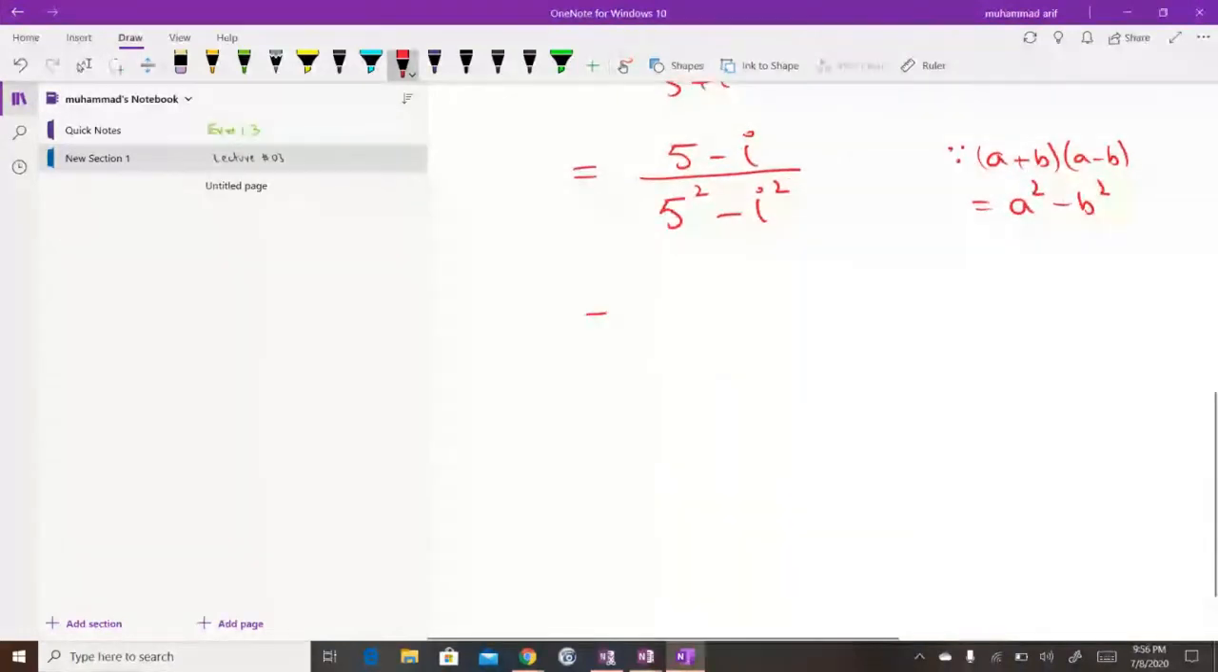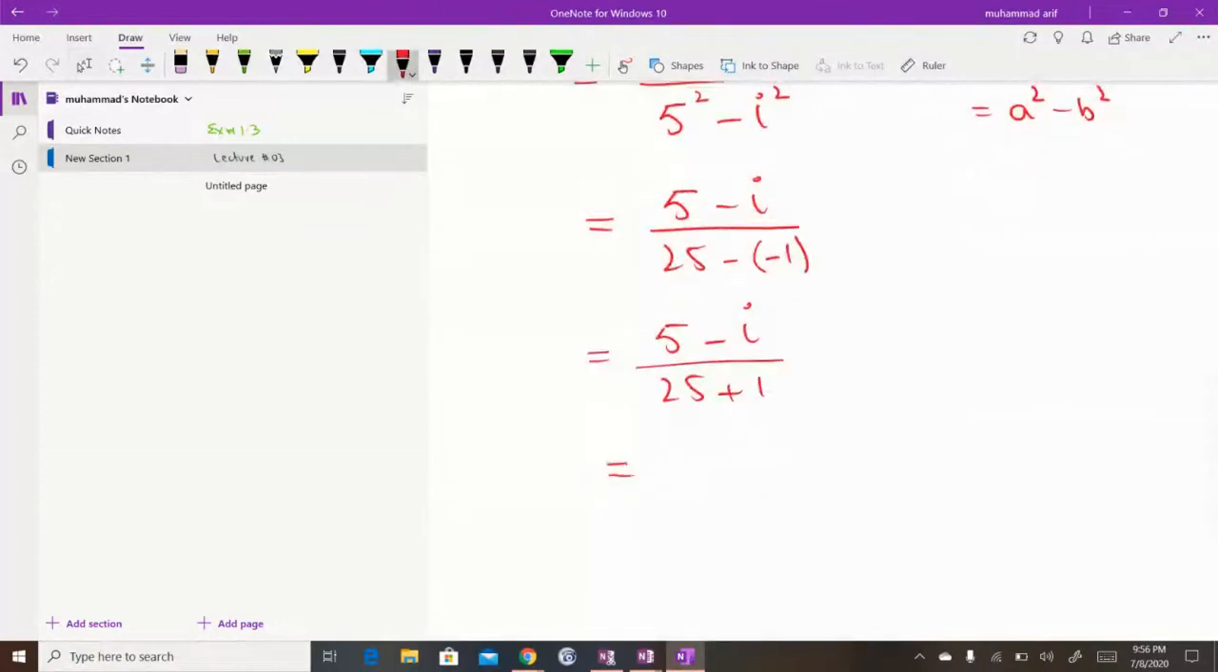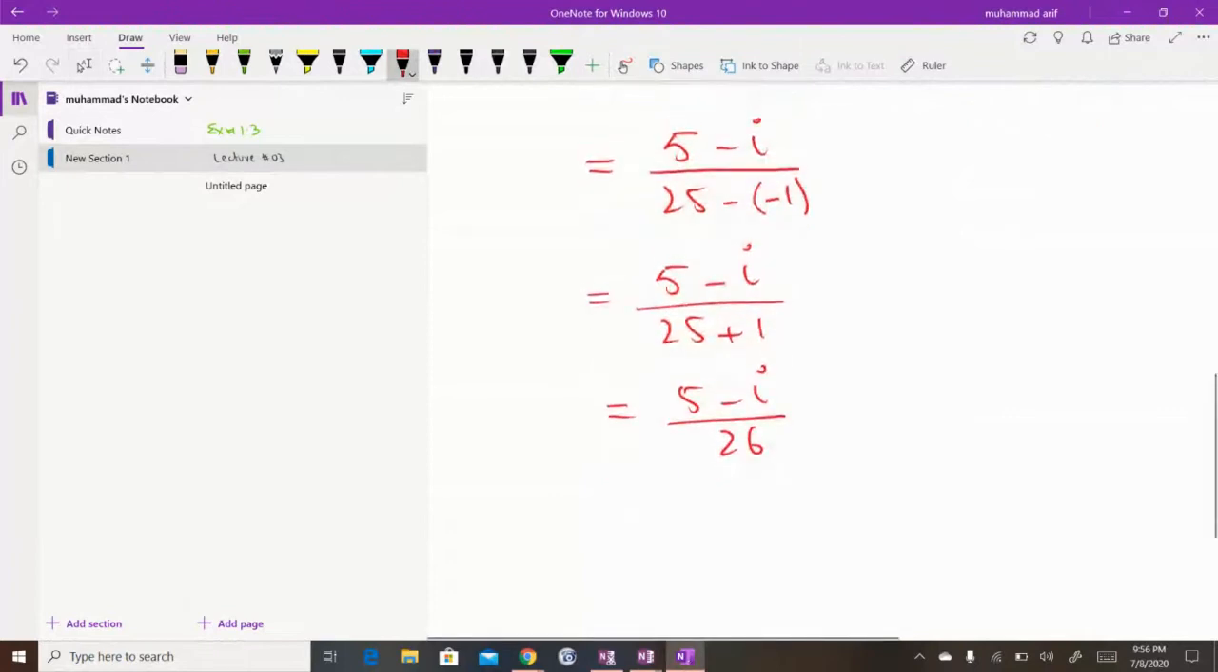After more simplification, we get 5 minus iota over 25 minus iota square. What is the value of iota square? The value of iota square is negative 1. So 5 minus iota divided by 25 plus 1. After more simplification, we get 5 minus iota divided by 26. Now we write it as 5 over 26 minus iota divided by 26, which is our required answer, that is, the complex number written in standard form.